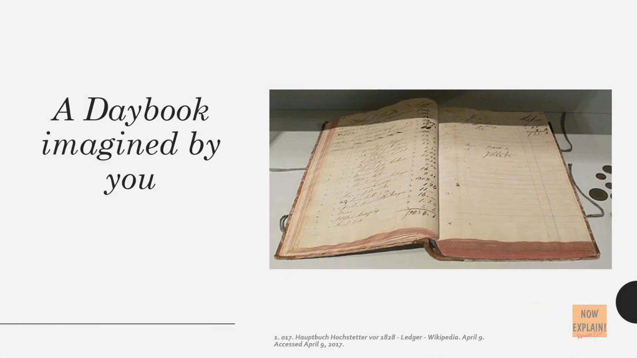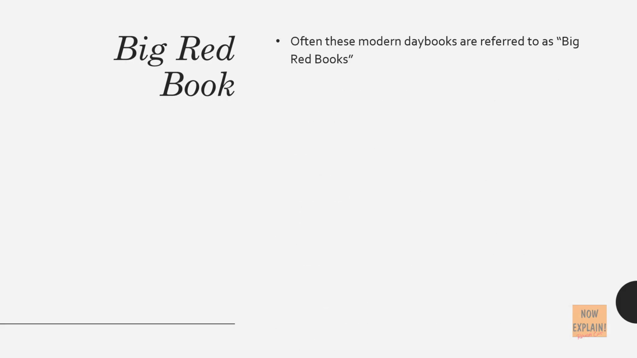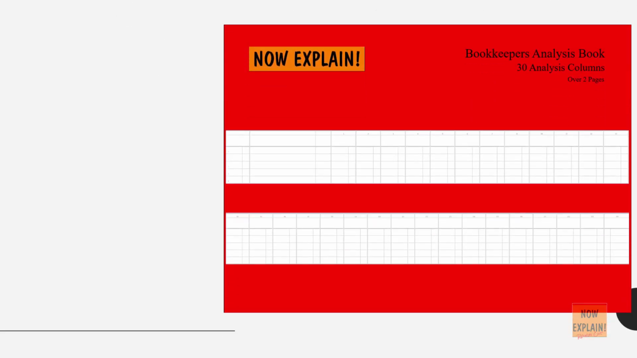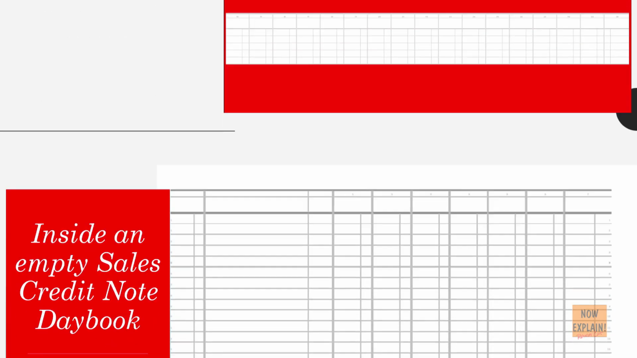A daybook imagined by you. And what a modern daybook looks like. A big red book. Often these modern daybooks are referred to as big red books. Why big red book? Because some of these red books can be very big. Why are they big? Depending on how many columns you need. More columns, bigger book. Maybe this big. This book has 30 analysis columns. The columns will be very narrow.